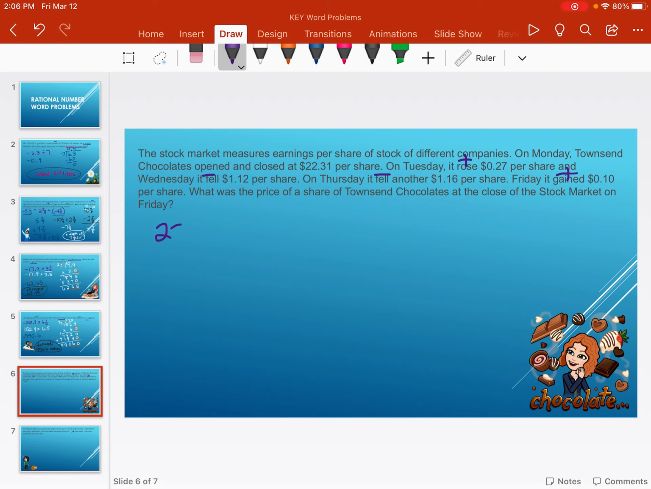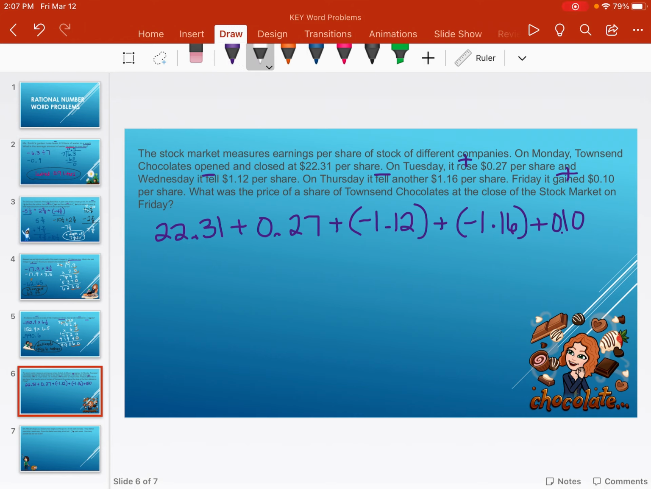Okay, so after I add all of these together, where are we? So we're starting at 22.31. We add a positive 27 cents. Then we add a negative $1.12. Add a negative $1.16. And then finally add a positive 10 cents. Okay, take it a step at a time. So I'm going to add these two. 22.31 plus 0.27. And I get 22.58.